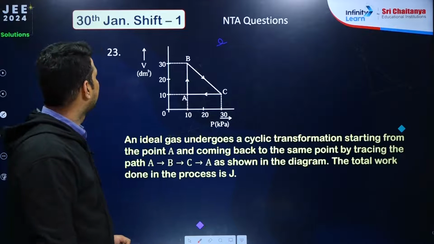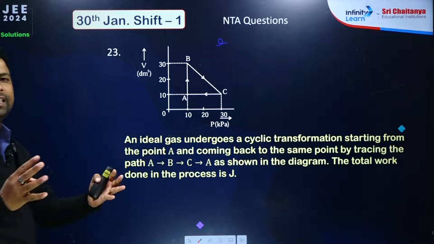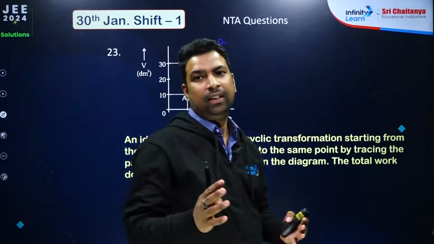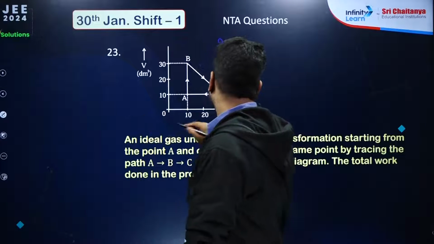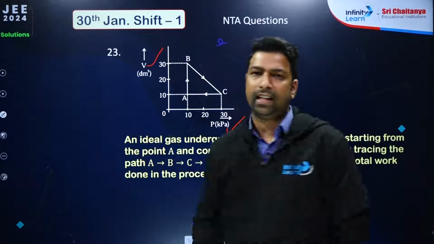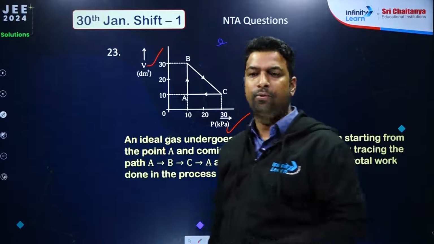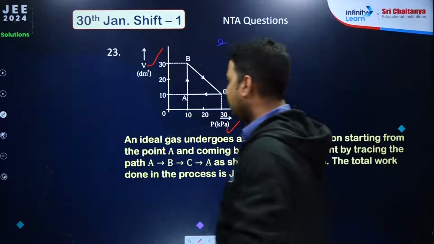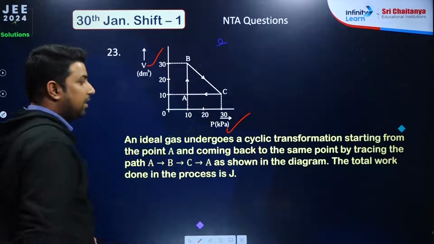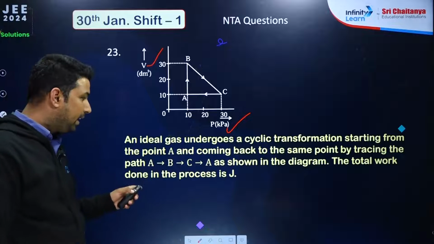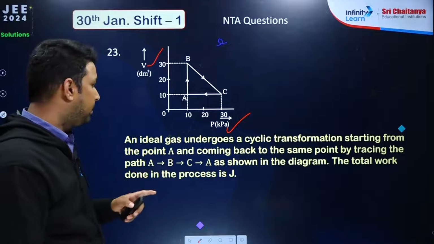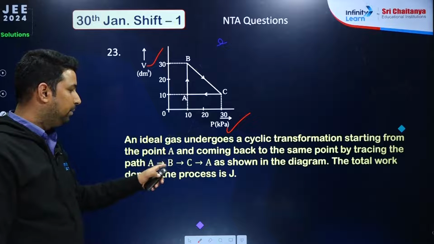Question number 23, a very nice question of thermodynamics. If PV curve is given, then the area under the curve always gives work done. I will do the same thing. An ideal gas undergoes a cyclic transformation starting from the point A and coming back to same point, tracing the path A to B, B to C, C to A.